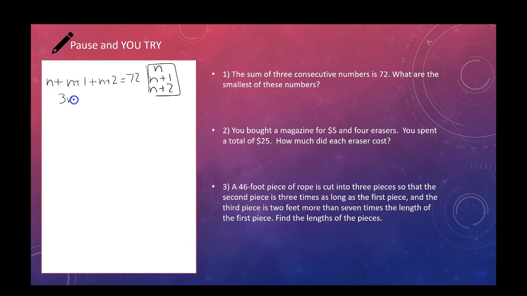So that's 3 n's plus 3 constants. Subtract the 3. That would give you 69. Divide by the 3 coefficient. You get n equals 23. So the question says, what is the smallest of these numbers? Then that would be 23 would be the smallest, because once I go up here, it would just get larger.